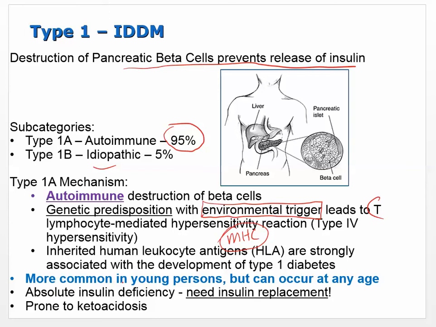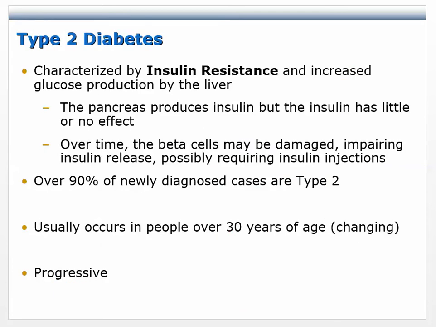All right, so more common in young persons. So type 1 is what they used to call childhood diabetes. It's one that occurs usually in children, but it can occur at any age. And it's an absolute insulin deficiency. So you need insulin replacement, and you're prone to ketoacidosis, which we'll talk about. So type 2, again, to go over this again, is characterized by insulin resistance and increased glucose production by the liver.